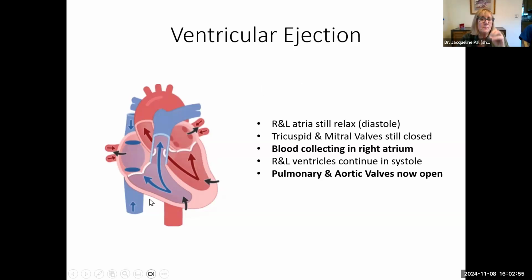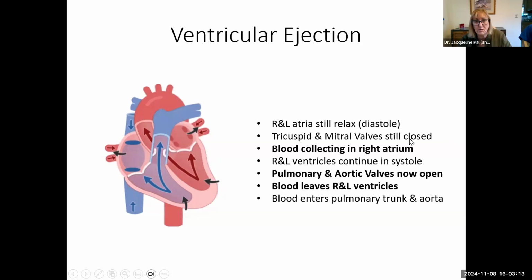Now, at the same time blood is leaving the ventricles, don't forget that blood is going into the right atrium from the superior and inferior vena cava, and blood is entering the left atrium from the pulmonary veins. So blood is also collecting in the two atria. So we have blood entering the upper chambers and blood leaving the lower chambers of the heart during ventricular ejection, during ventricular systole.